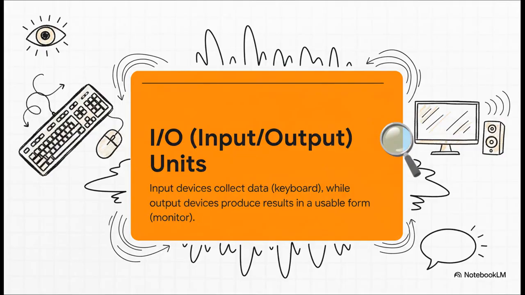And rounding out our team, we have the I/O units. These are basically the computer's senses and its voice. Input devices, like your keyboard and mouse, those are its senses, letting you give it information. And output devices, like your monitor and speakers, that's its voice, letting it communicate the results back to you.